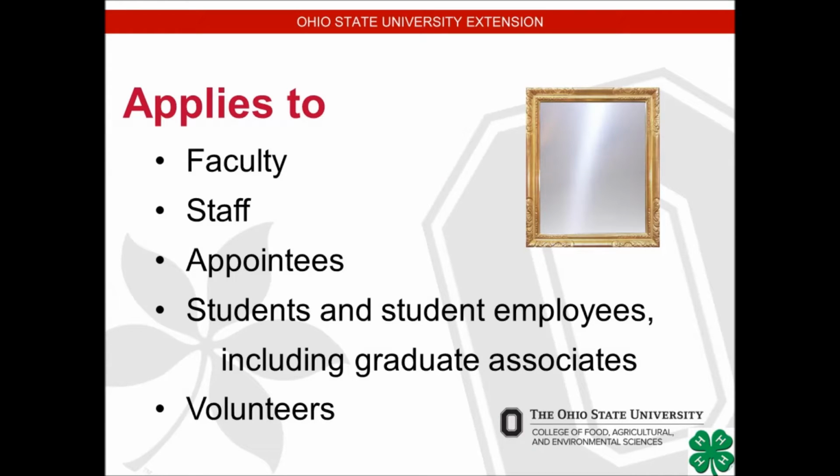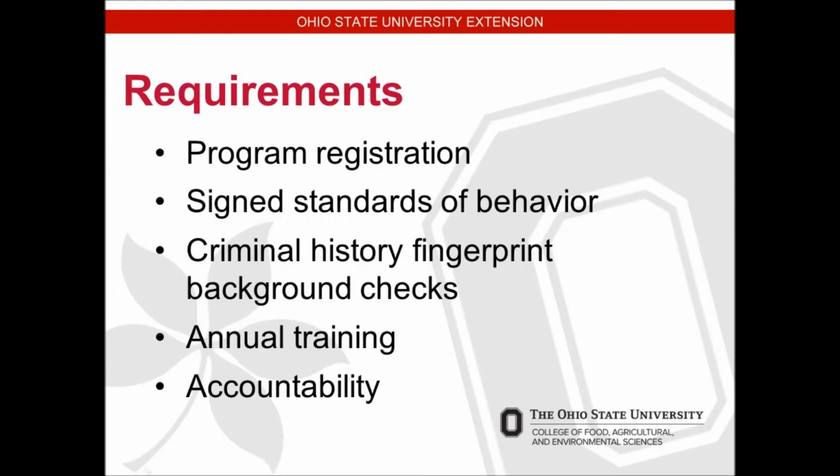The Child Abuse and Neglect Recognition Reporting Policy 1.50 applies to faculty, staff, appointees, students, and student employees, including graduate associates and volunteers. As a volunteer, you are required to complete the volunteer enrollment process, which includes your program registration, which can be accomplished by turning in your volunteer enrollment form to your OSU Extension County professional. Sign the standards of behavior, which are located on the back of that enrollment form. Complete your criminal history, fingerprint, background check. Clear results must be on file before beginning service and every 4 years thereafter. You must also complete an annual training of the Child Abuse and Neglect Policy 1.50 and also be held accountable for this process.